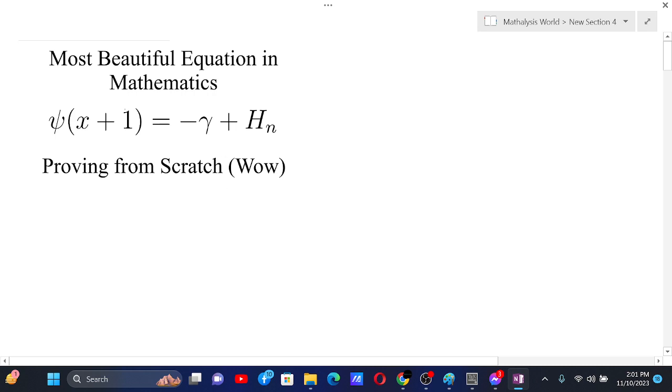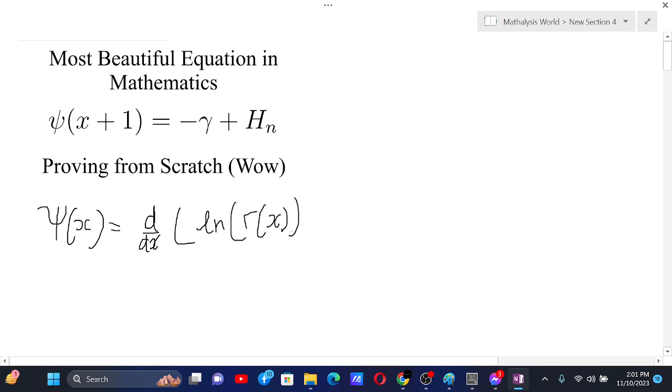But before we begin, let me introduce you to these functions. First of all, this is the digamma function. The digamma function is just the derivative of the logarithm of the gamma function. But then, what is the gamma function? Gamma function is factorial of x minus 1. And what is factorial? You probably know that if you have come to watch this video.